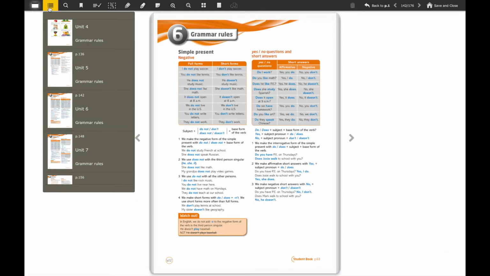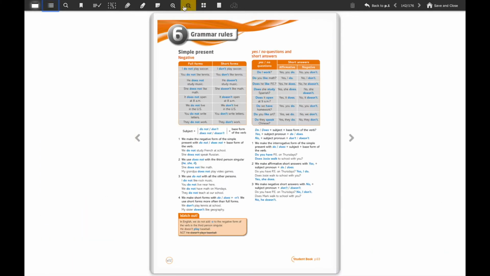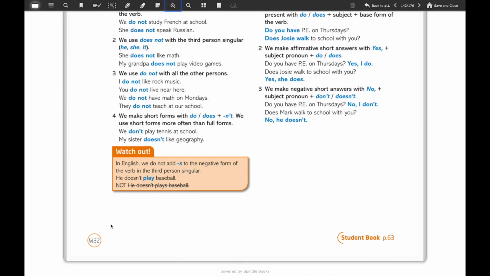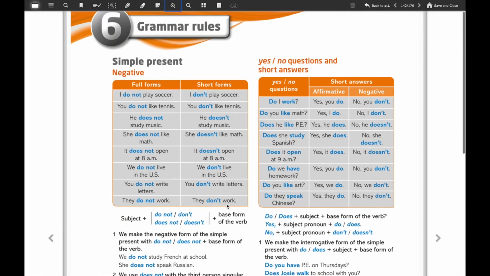So, we are going to focus here. This is page W32. This is page W32, okay? So, what I am going to do in this lesson is give you a brief summary of the things that we were working on in previous classes, okay?